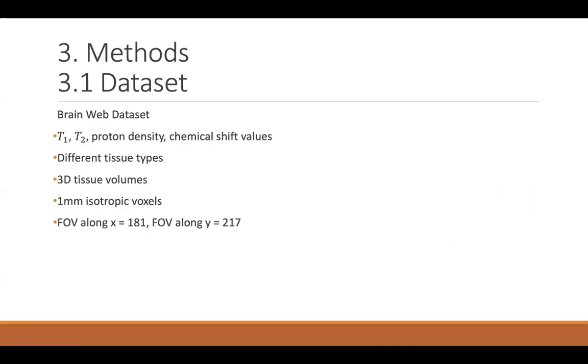The BrainWeb dataset is used since it involves values related to the T1, T2, proton density and chemical shift for different tissue classes. The discrete anatomical model is used with 3D tissue volumes. For our implementation, the field of view in x direction is 181, whereas the field of view in y direction is 217.